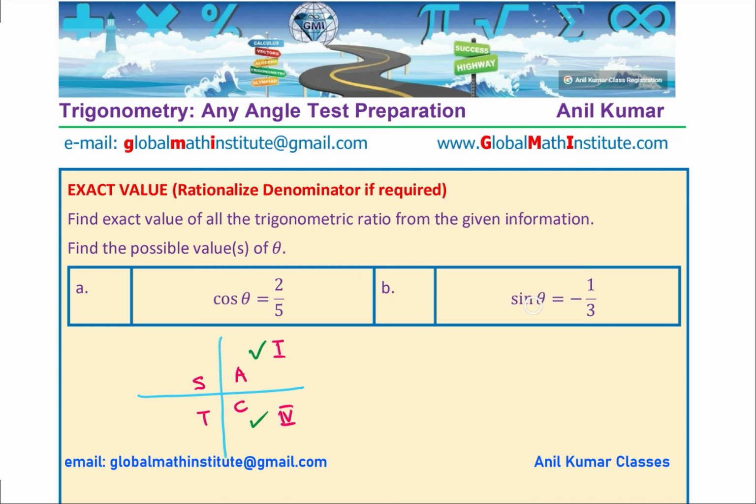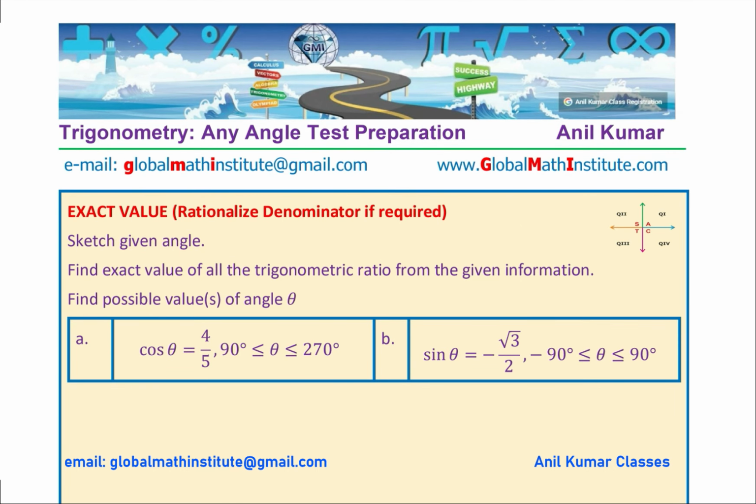Perfect. Now you have to also find the angle theta. Obviously, there are two different solutions for angle theta. So that's a new part for you. Find possible values of theta. And the same thing you have to do with sine theta equal to minus 1 over 3. Good? Perfect. Now let's look into the next example which we have.